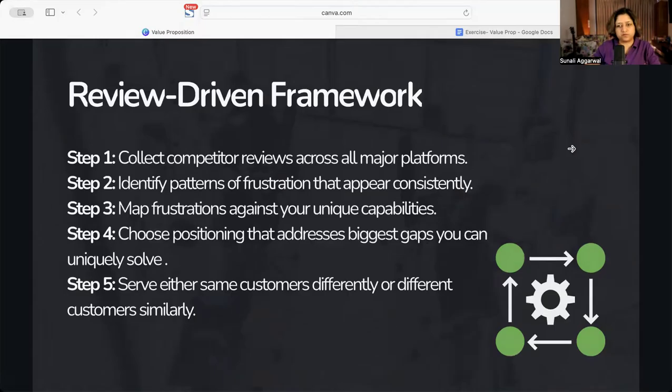Review driven framework. The entire framework of their value proposition was review driven. Collect competitor reviews, identify patterns, map frustrations, choose positioning that addresses the biggest gaps you can uniquely solve. Serve the same customers differently or different customers similarly.